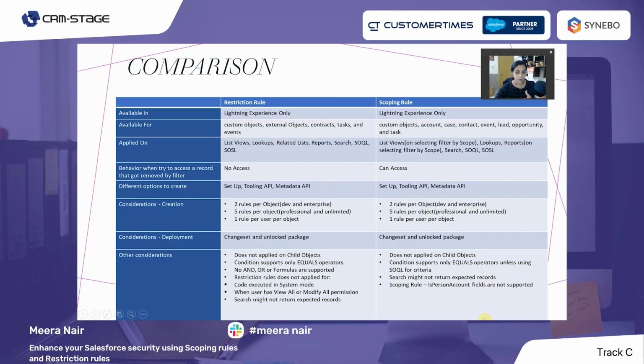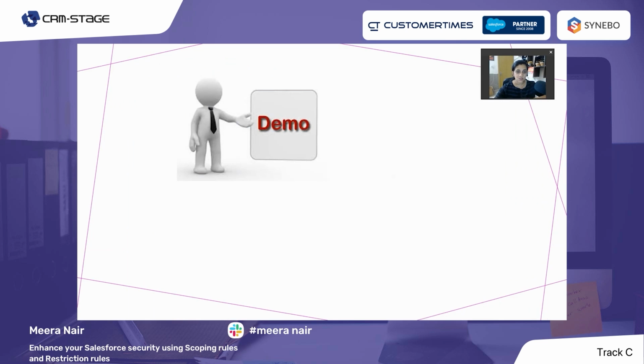Now, when we come to scoping rules, it is again not applied on child objects. Conditions apply only the equals operator. Otherwise, we need to use SOQL for criteria. Similar to restriction rule, scoping rule might also not return all the expected results during a search. And again, scoping rule is not supported for person accounts. If person account is enabled, those related fields are not part of scoping rule. These are some comparisons between restriction rule and scoping rule.